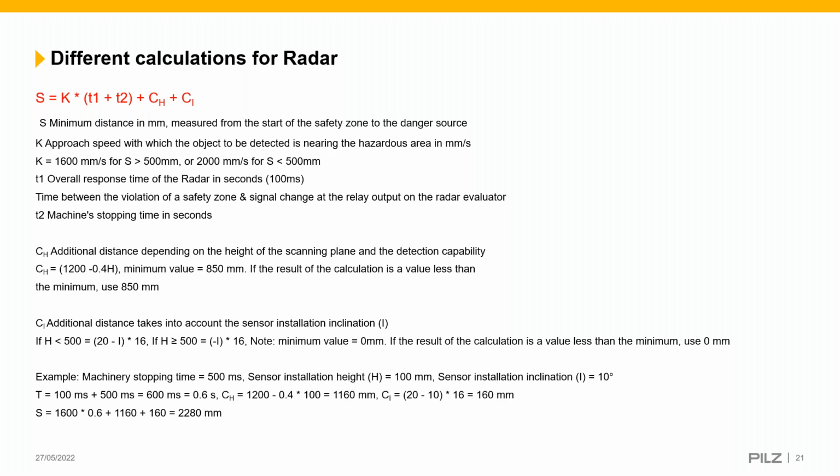And CI is additional distance, which takes into account the sensor installation inclination. So again, there's some information there about the height. Is it greater than or less than 500? But there's a minimum value of 0. So if the result of calculation is less than that, use the minimum value. And it gives you some details on there. There is a more detailed webinar on our Pilz go-to stage website.